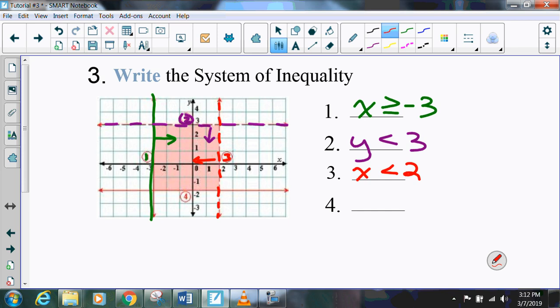And finally, let's do this last one in blue. This is line 4. It is a solid line, and it's also flat. That means that it's a y, and the number that it goes to on the y-axis is -2. The shading is up above the line, so that's greater than. So it's y is greater than or equal to, right, because the line is solid. Y is greater than or equal to -2.